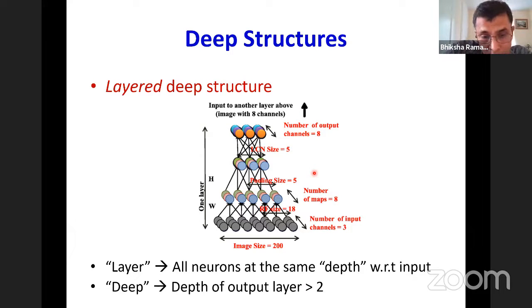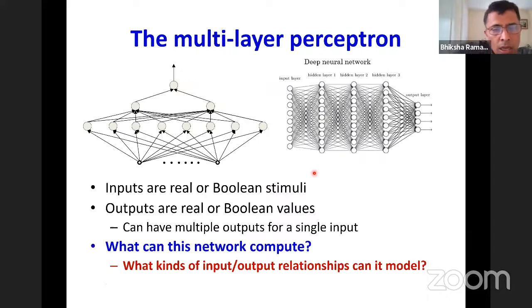Now, a deep network is one where the depth of the output layer, which is the set of neurons from which we get outputs, is greater than 2. So that means you have at least 2 hidden layers whose outputs you do not see. Now, for the multi-layer perceptron, the inputs can be Boolean or real. The outputs can be Boolean or real. You can have a single or multiple outputs. So these are all generalizations of the basic network that we saw.